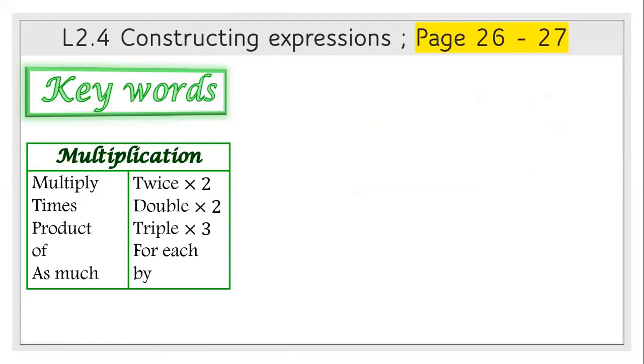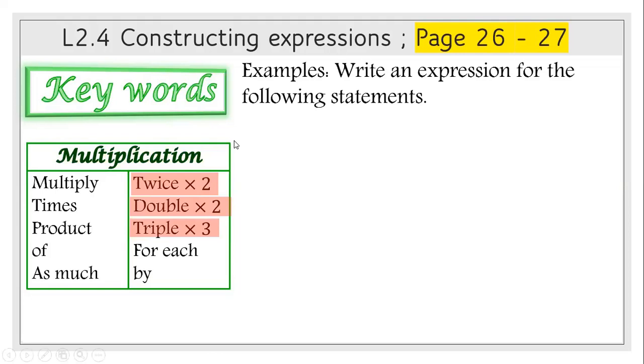Most of the students today don't know the word product, of, as much as. Now you need to be careful about these words that I wrote here. When I say twice, it means double. You mean to multiply by 2. The same goes for the word double. The word triple means multiply by 3. The rest means multiplying. So let's have some examples.